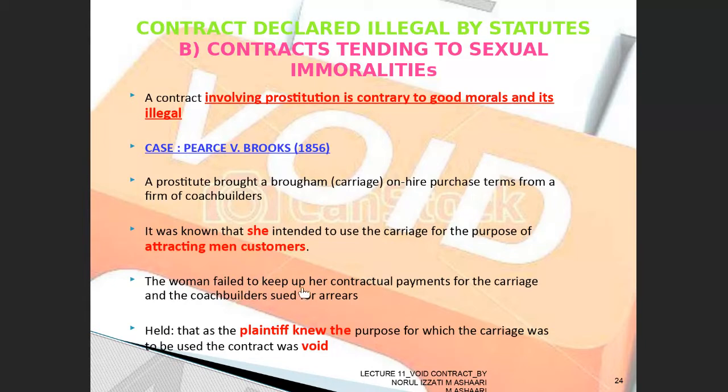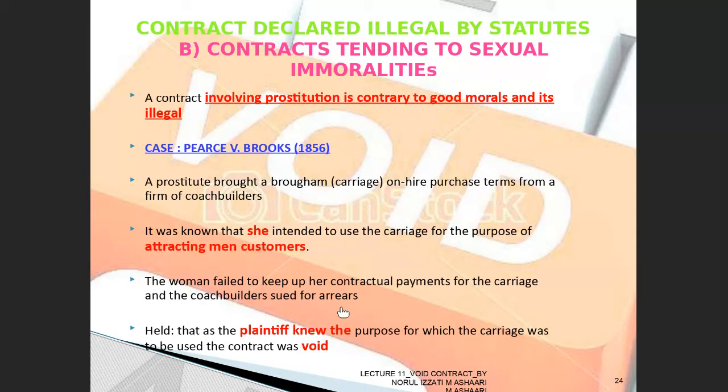The woman failed to keep up her contractual payments for the carriage, and then the coach builders sued for the arrears. The arrears means the balance of the money that is supposed to be paid but has not been paid yet. So in this case, it was held that the plaintiff knew the purpose for which the carriage was to be used, and therefore the contract was void. Originally he knew that this lady would like to use it to attract men, and the person making the contract had been informed of this, but in the end she was not able to pay.